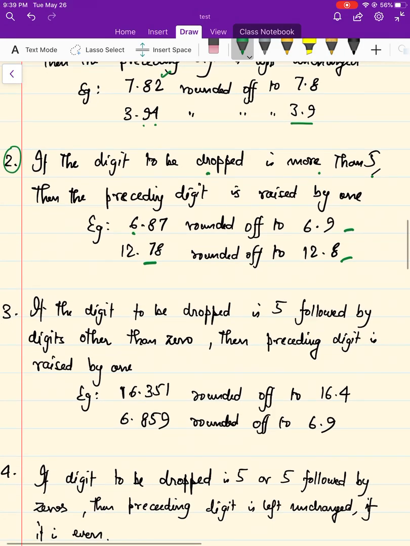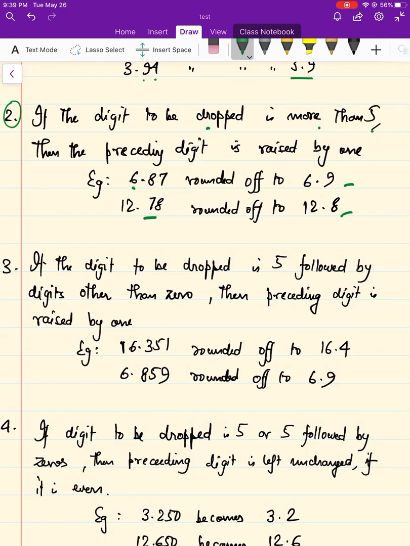For point number 3, we have, if the digit to be dropped is 5, let's say, and followed by a digit which is not 0, then the preceding digit is raised by 1, right? So let's say if 16.351, and this is what I'm trying to consider, then it is rounded off to 16.4. It's as simple as that.